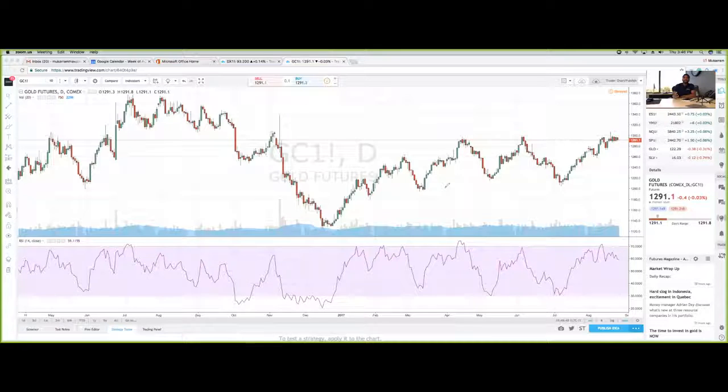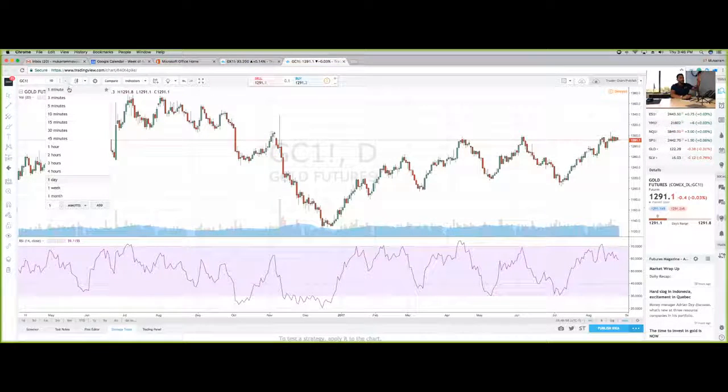Right? And here's the interesting thing. Since then, since 2015, I'm going to change this chart so you can actually see that happening. I'm going to change this from a daily to a monthly. So pay attention to the left-hand screen. You can see all the timelines coming up there. And then I'm going to change it to a monthly.